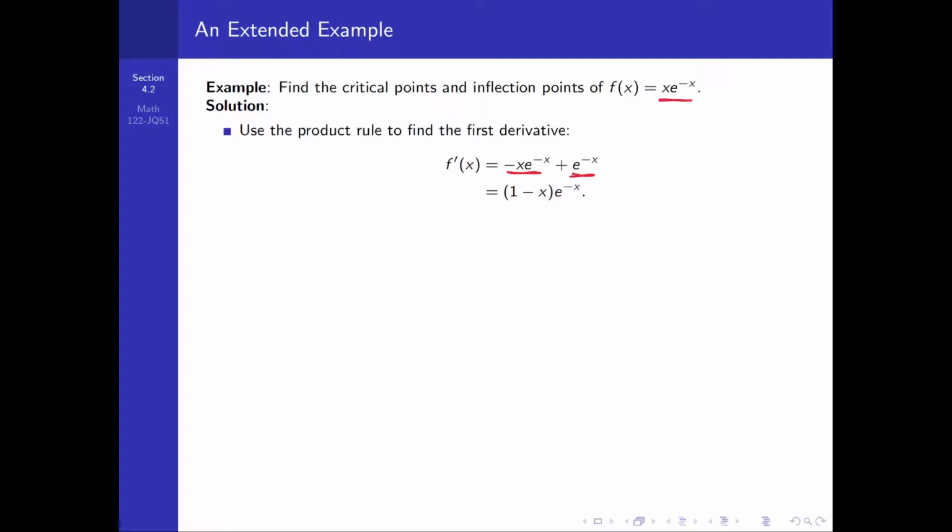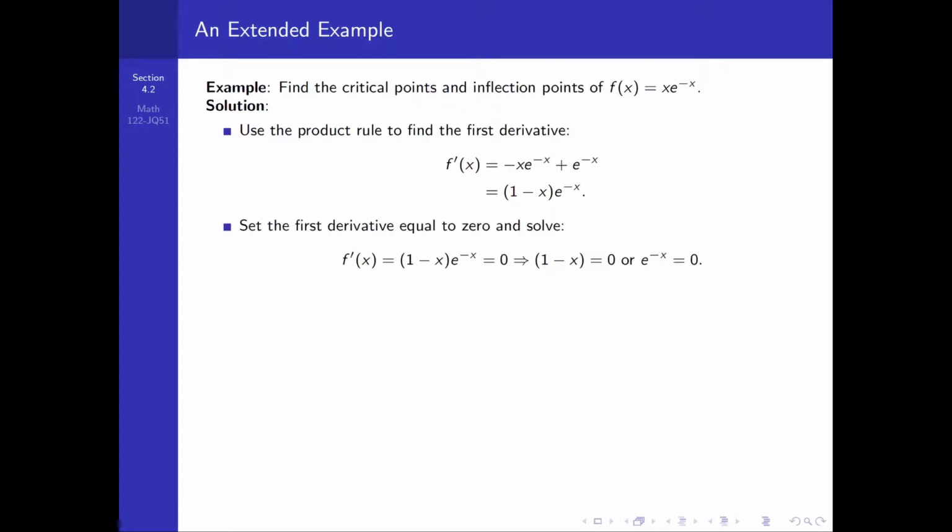And then I can make this expression look a little bit nicer by factoring out this common term of e to the negative x, and I get 1 minus x times e to the negative x. So to find the critical points, we take this first derivative that we just found and we set it equal to 0 and we solve for x.